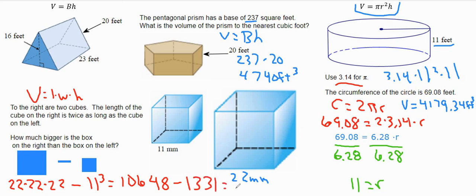Do note you have to cube them first, so don't do 22 minus 11 and then cube it. You're going to get the wrong answer. And when we subtract them, we get a difference of 9317 millimeters cubed.